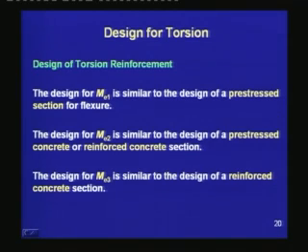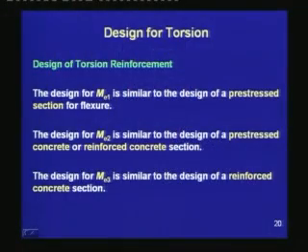The design for ME2 is similar to the design of a prestressed concrete or reinforced concrete section. ME2 is the negative bending. We can design the section either as a reinforced concrete section if we do not have prestressing steel at the top, or else we can design the section as a prestressed concrete section if we provide some prestressing steel at the top. And the third, the design for ME3 is similar to the design of a reinforced concrete section. For the transverse bending, we design it like a reinforced concrete section.